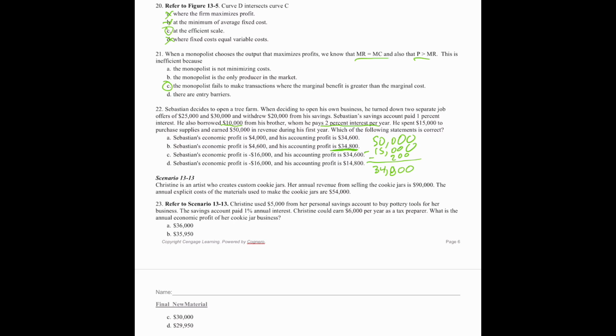So this might be the case, but let's look at what else is going on here. He withdrew $20,000 from his savings, so that's not going to be explicit, and then he gave up these two job offers. Well, we're only going to consider the job offer that would have been best for him, which would have paid him the $30,000. So in order to do economic profit, we're going to have to take that $30,000 out of this. So this is accounting profit.